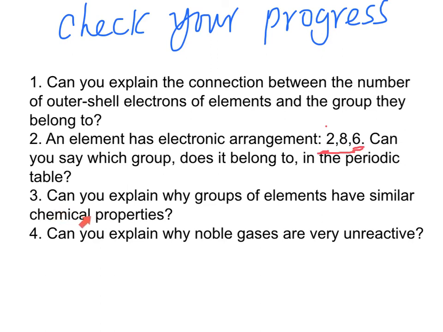Question number 3, can you explain why groups of elements have similar chemical properties? They do have similar chemical properties because each group of elements has the same number of outer shell electrons. Explain why noble gases are very unreactive. This is because noble gases have full outer shell and they have a very stable electronic arrangement because of that. So they are very unreactive.